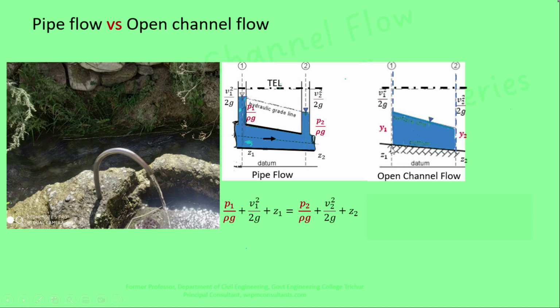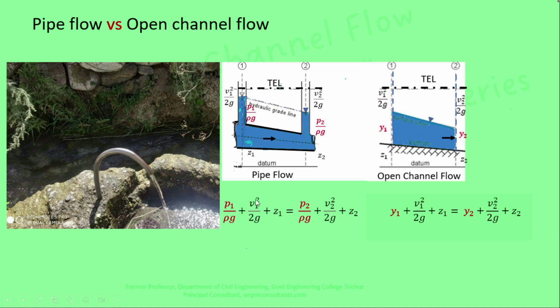Pressure at this point is equal to rho g y1, and pressure at this point is equal to rho g y2, where y1 and y2 are the depths of the flow at sections 1 and 2. So the flow in the open channel is taking place at the expense of potential energy, and hence the flow is caused by the gravity force due to the sloped bottom of the channel. This line represents the total energy line. If we neglect the losses between sections 1 and 2 and equate the total energy at sections 1 and 2, then y1 plus v1 square by 2g plus z1 is equal to y2 plus v2 square by 2g plus z2.